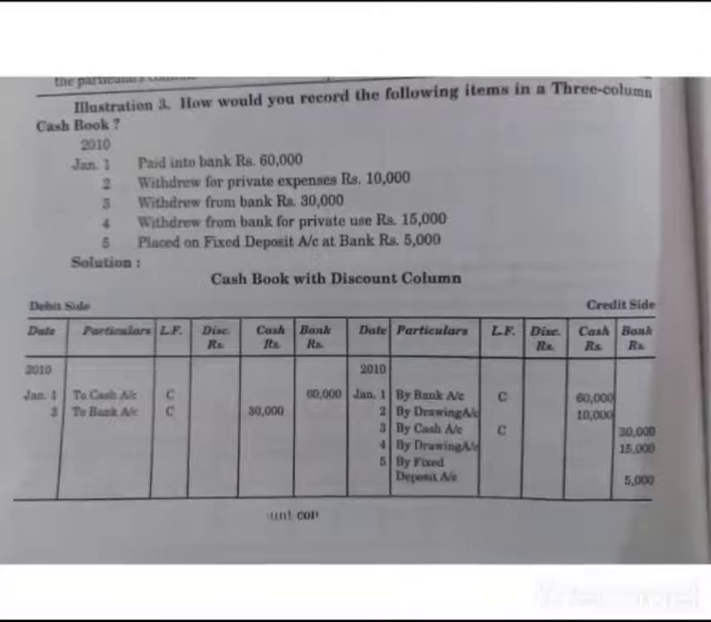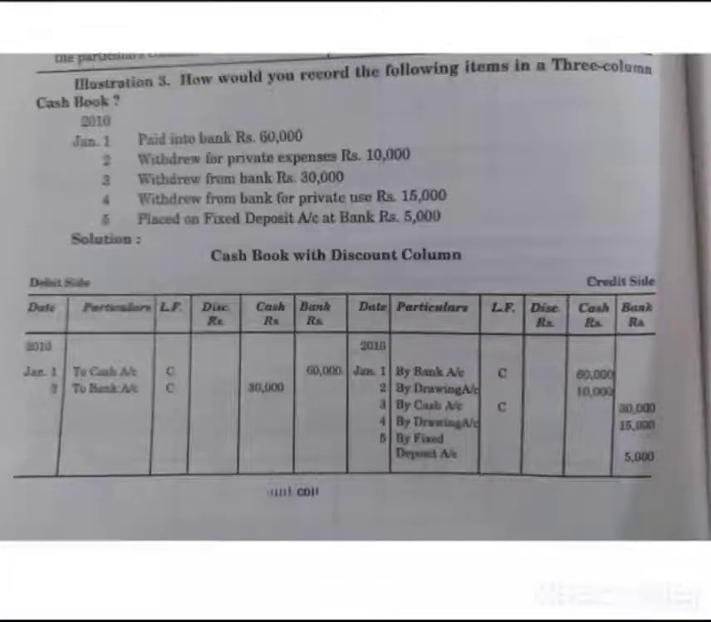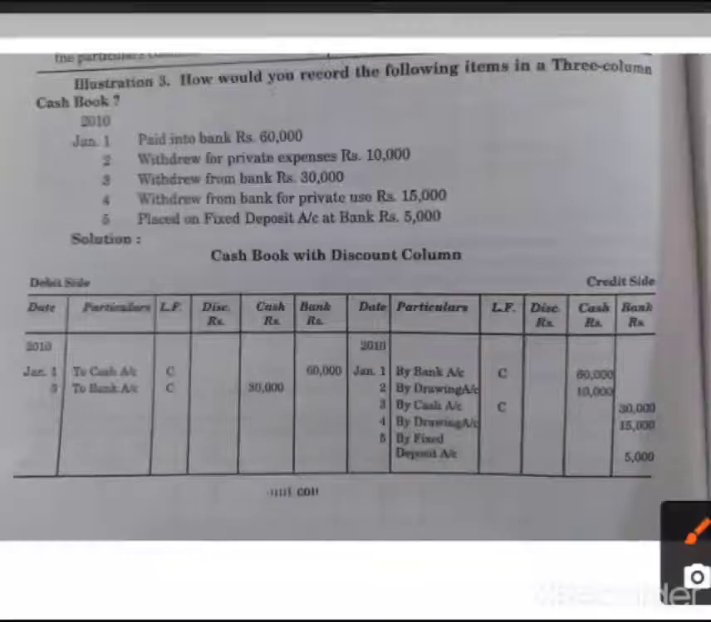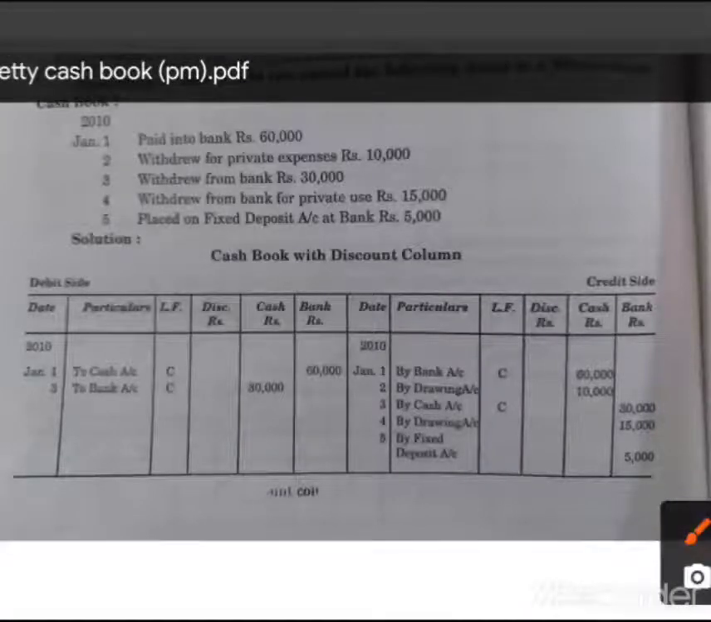So here is an example. If you check out the illustration, it's like paid to bank rupees 60,000, withdraw for private expense 10,000, withdraw from bank rupees 30,000, withdraw from bank for private use, that is 15,000. These are the transactions. 5 transactions are there.